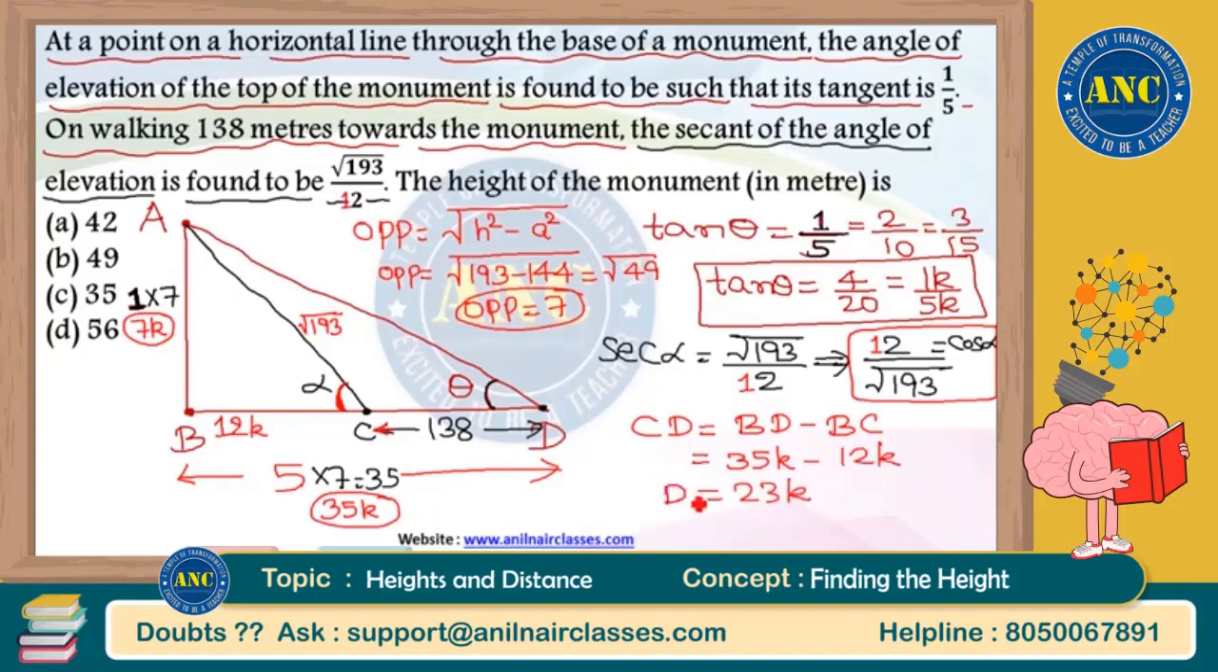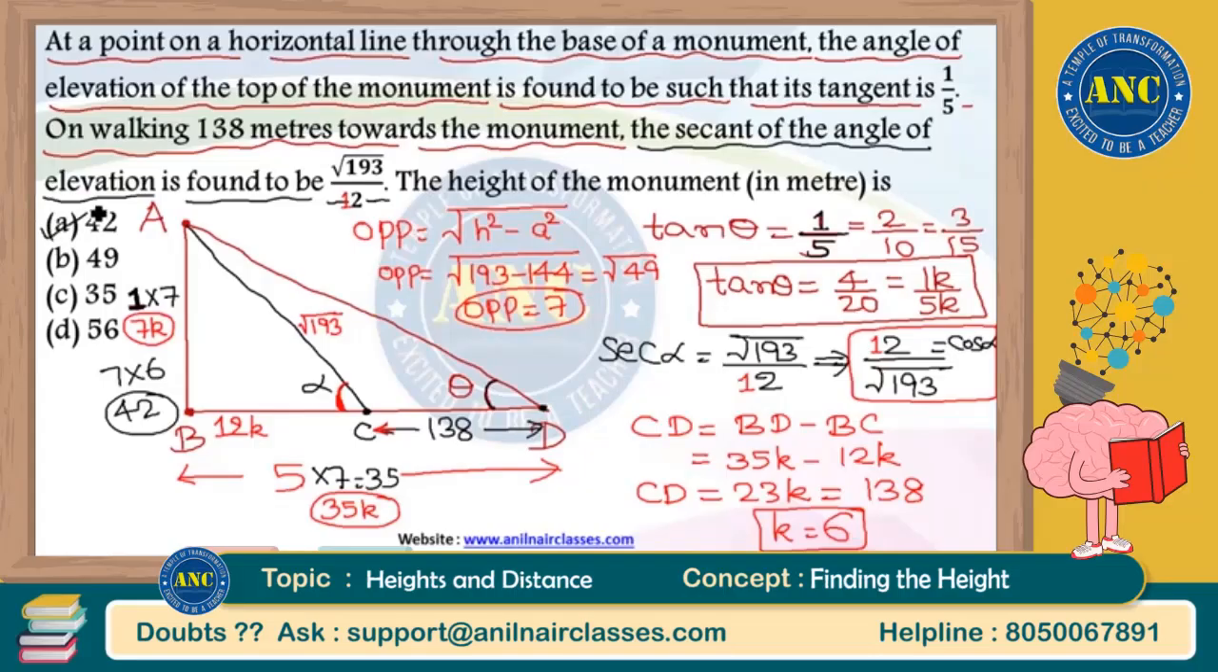But it is also given in the question that CD is 138. So 23k is 138. The K value happens to be how much? 6. If K value is 6, AB value is what I am finding. So the answer is 7k. It is 7 into 6. The answer should be 42 units. Very, very easily you can solve the question.